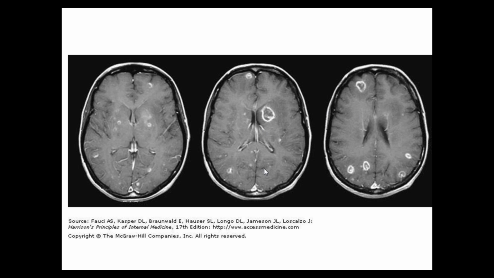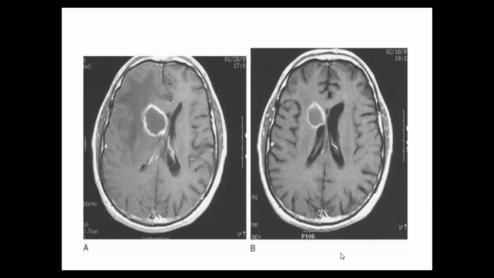And so the classic way that toxoplasmosis presents is that they have a ring-enhancing lesion. See? Here's one, here's one, here's one, here's one, here's one, here's one, here's one. You're seeing them all over the place. Multiple ring-enhancing lesions. And that's toxoplasmosis until proven otherwise.